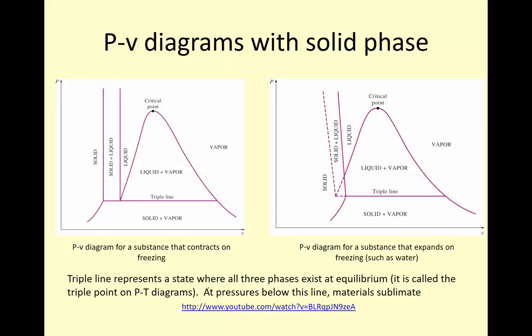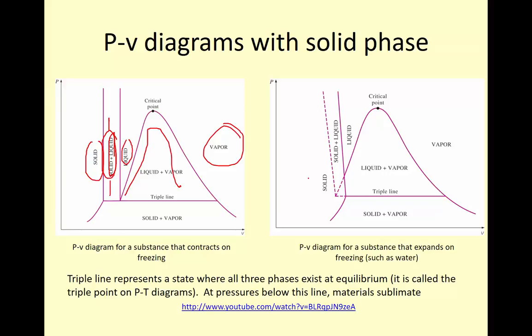If we want to include the solid phase, this is the same dome as before. This is the saturated liquid vapor region. Here we have a superheated vapor. Here we have a compressed liquid. This also shows the solid phase as well as the phase change from solid to liquid. So as we melt or as we freeze, the solidification or melting process can also be represented on a PV diagram.